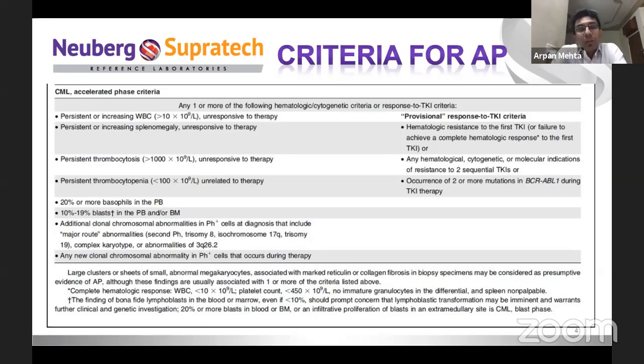So recently in 2017, WHO has updated three additional criteria. They are provisional for accelerated phase. They include hematologic resistance to first TKI, any hematological, cytogenetic, or molecular resistance to two sequential TKIs, or occurrence of two or more mutations in BCR-ABL1 during TKI therapy.